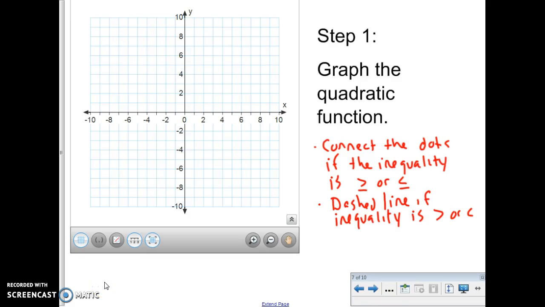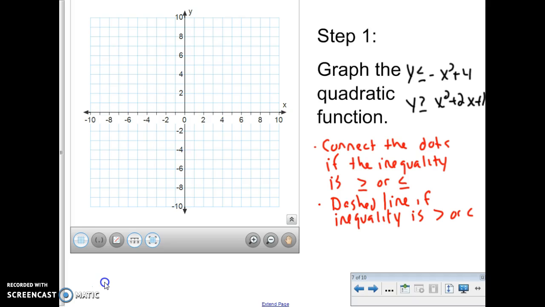Okay, guys. So we are looking at a system of inequality now. Your system in this case is y is less than or equal to negative x squared plus 4, and y is greater than or equal to x squared plus 2x plus 1. The first thing that we're going to do is follow the same steps we did before.